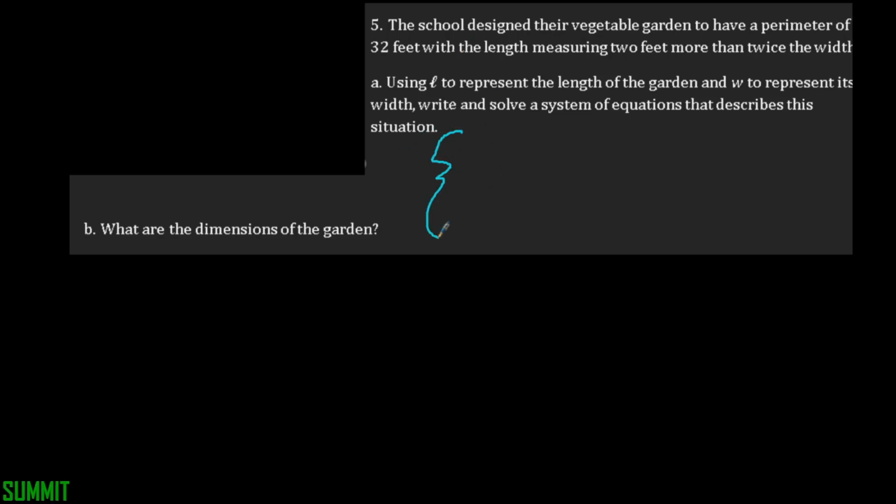A system means 2 equations, so I can have 2 times L plus 2W equals 32. That's going to be the first equation. Again, I get that from the perimeter, 2L plus 2W, from length and width. And then we can get the second one. We can say L is going to be equal to 2W plus 2.